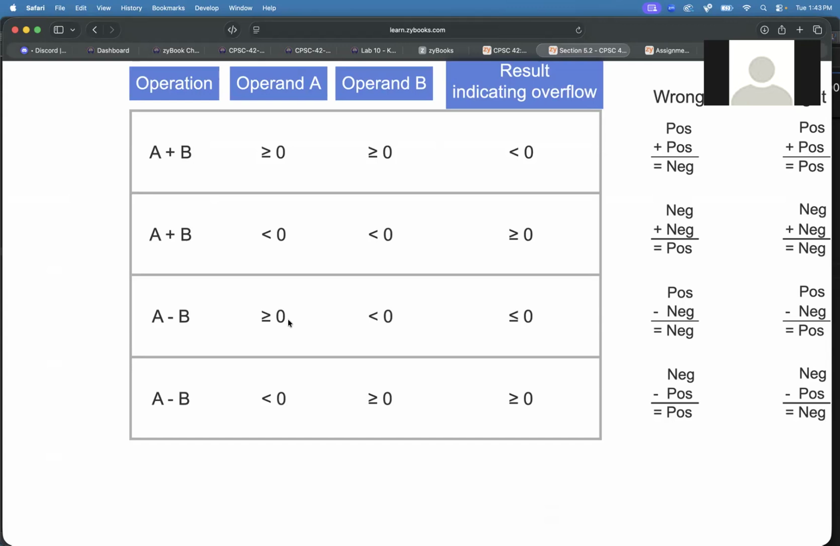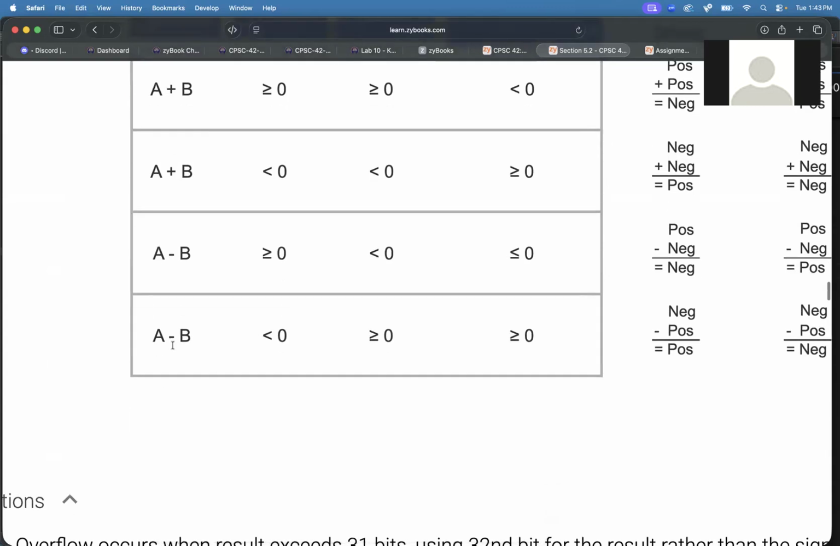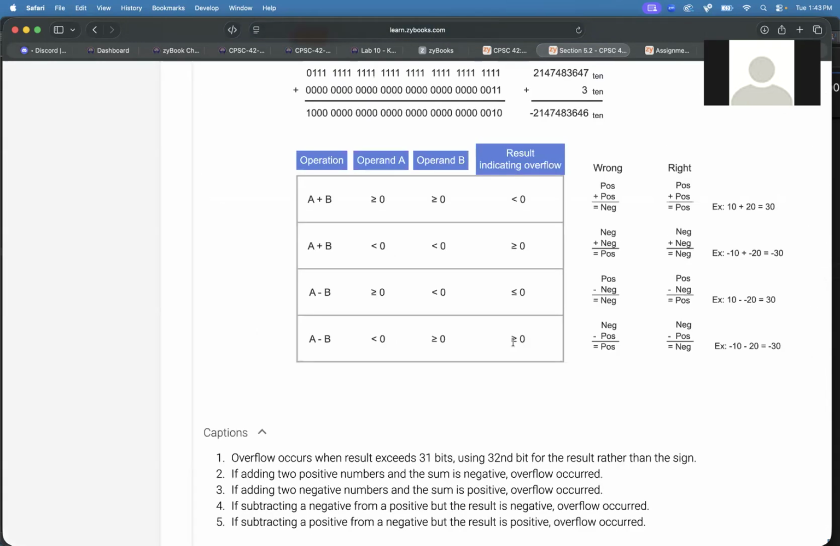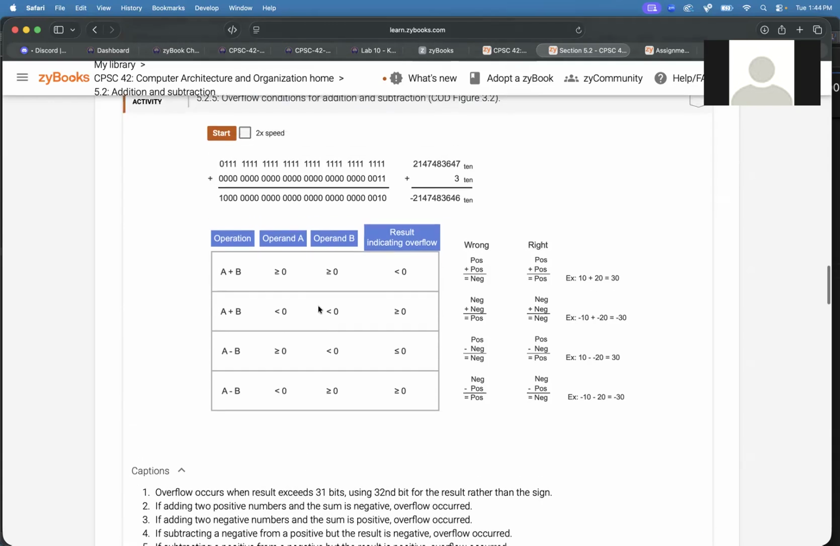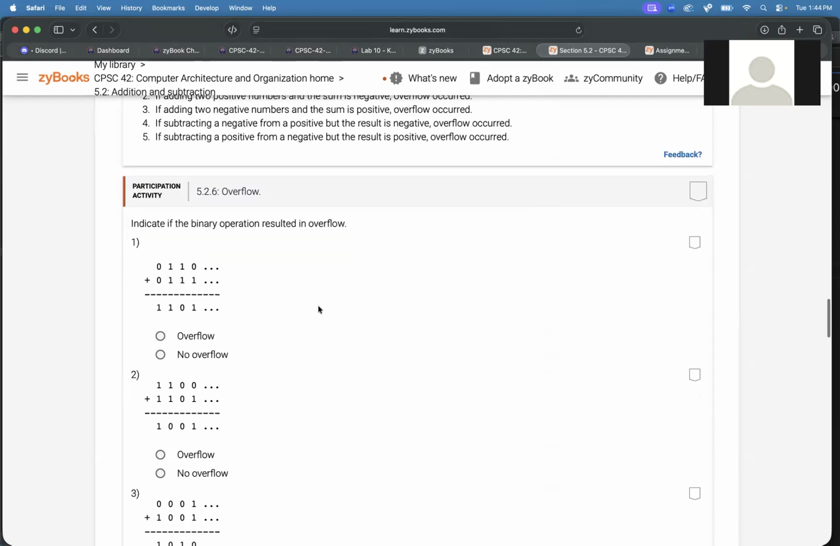If you do an A minus B and you have a positive number minus a negative, your result should be positive. So if it's negative, something wrong happened. And if you had a negative number and you subtract a positive number, you should end up with a negative number. So if it's positive, that means something happened, overflow, right? So they're basically just saying if you add two numbers and the sign comes up wrong, that means there was overflow. That's all that's saying. So it's kind of a long chart just to say that.